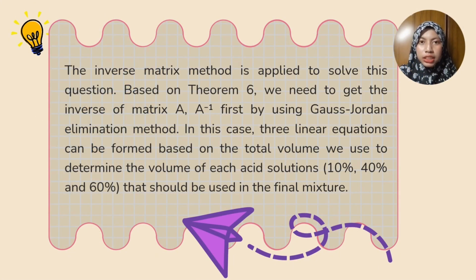For the methodology, the inverse matrix method is applied to solve this question. Based on theorem 6, we need to get the inverse of matrix A first by using the Gauss-Jordan elimination method. In this case, 3 linear equations can be formed based on the total volume to determine the volume of each acid solution, which is 10%, 40%, and 60%, that should be used in the final mixture.